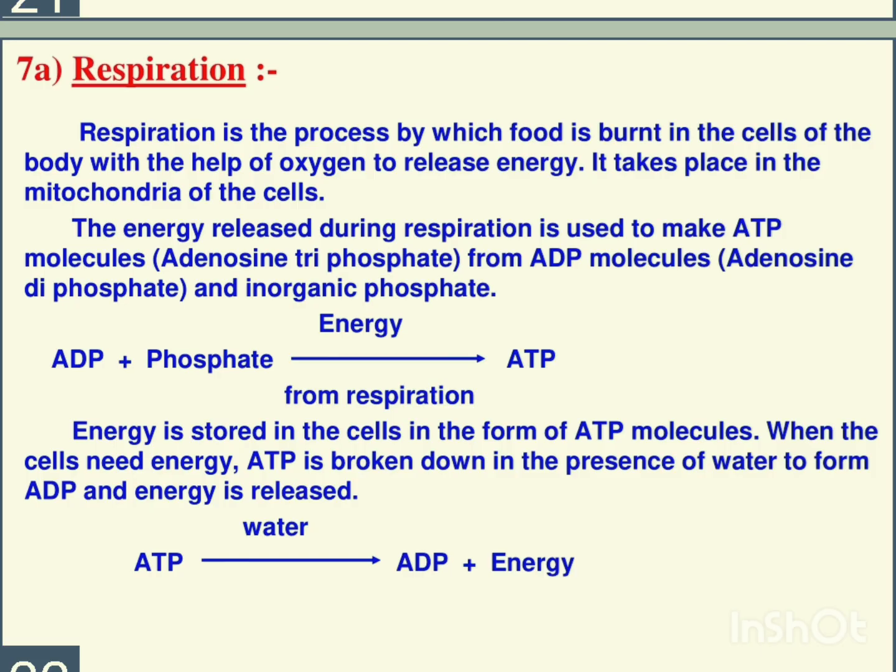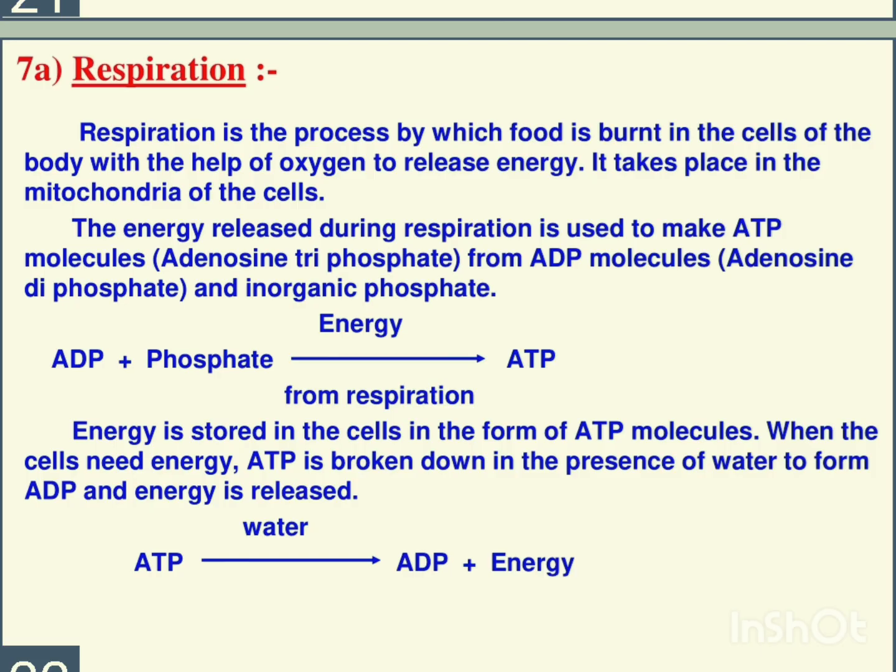We have different types of respiration also. Respiration is the process by which food is burned inside the cell with the help of oxygen to release energy, and this is done in the mitochondria, which is called the powerhouse of the cell. ADP plus phosphate gives rise to ATP. Again ATP is divided into ADP plus energy. This equation you have to remember about respiration.